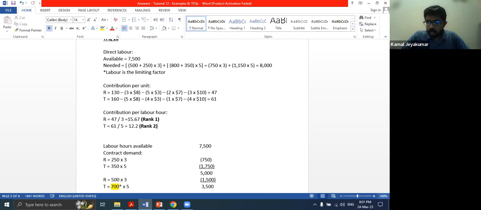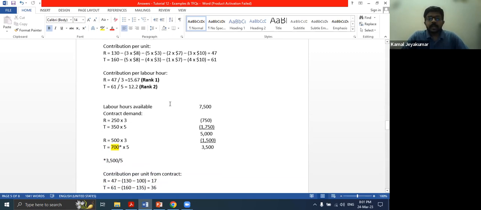Okay. So now in step number 4, when you're allocating your resources, in the previous question, what did we do? We took the product ranked number 1, the product with the highest contribution per limiting factor, and produced the maximum out of it. But in this question, we can't do that because we have entered into an agreement with a commercial contractor that we will supply 250 units of R and 350 units of T. So first we have to produce these two, right? No matter what. You don't worry about the ranks. You have to do this because you have entered into a contract.